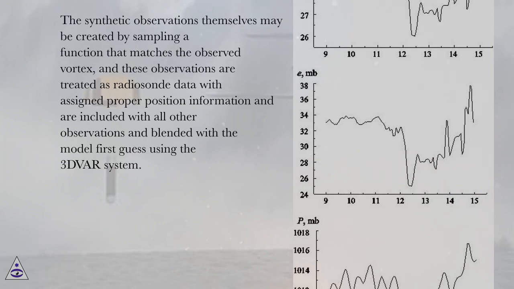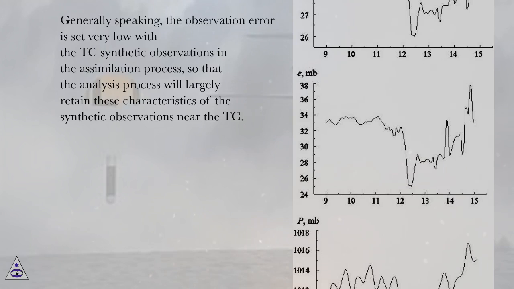The synthetic observations themselves may be created by sampling a function that matches the observed vortex, and these observations are treated as radiosonde data with assigned proper position information and are included with all other observations and blended with the model first guess using the 3VAR system. Generally speaking, the observation error is set very low with the TC synthetic observations in the assimilation process, so that the analysis process will largely retain these characteristics of the synthetic observations near the TC.